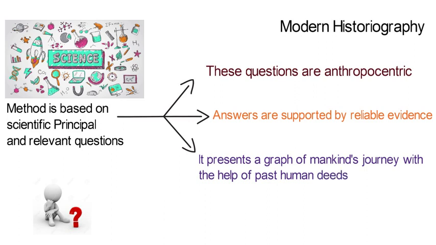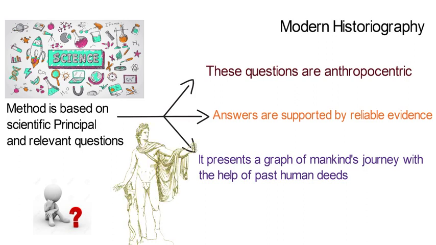History should present a graph of mankind's journey with the help of his past human deeds. So there should be a graphical knowledge. And a fun fact here, modern history took its root from Greek medieval writings. History came from a Greek term. Herodotus, the Greek historian in the 5th century, in his book entitled Histories, used the word history.